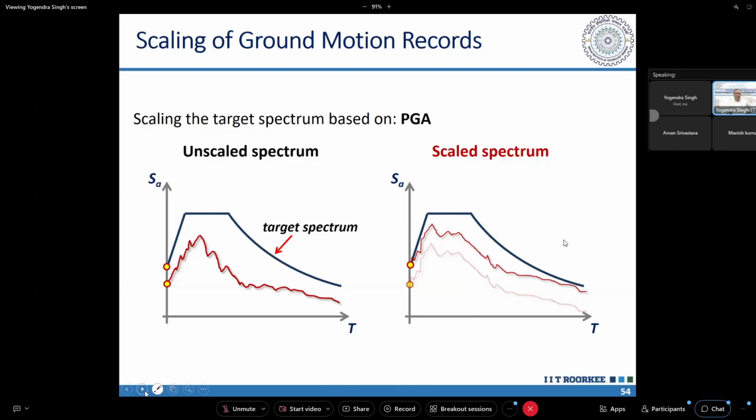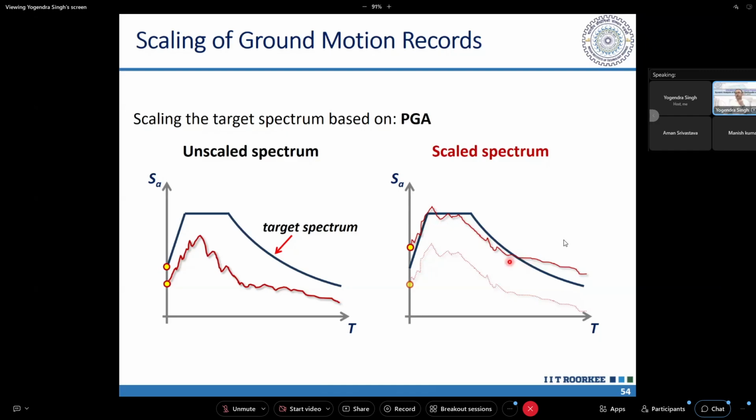So that's why we go for another type of spectral scaling or time domain scaling, in which the error between the target response spectrum and the response spectrum of the selected ground motion is minimized. And when we do it, the response spectrum is close over a larger range of period. We get the response spectrum of the selected or scaled ground motion very close to the target response spectrum.